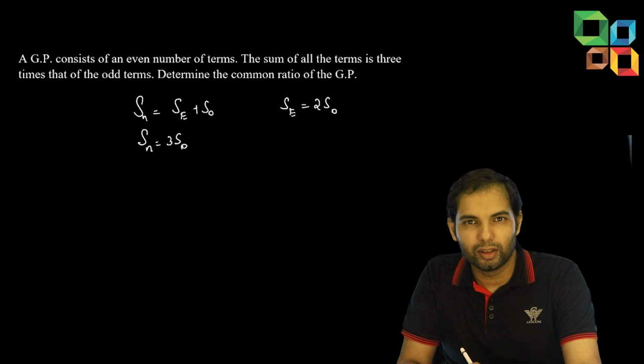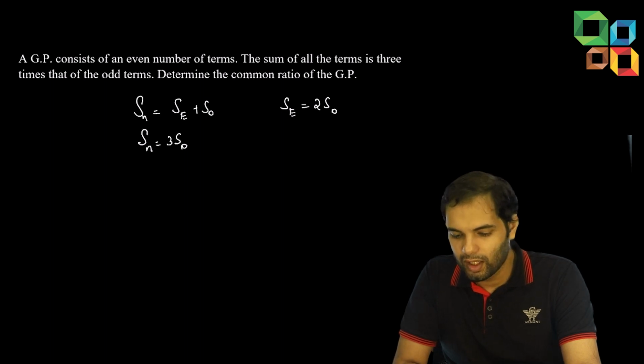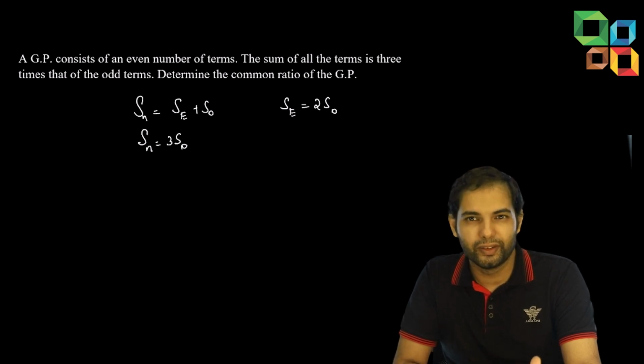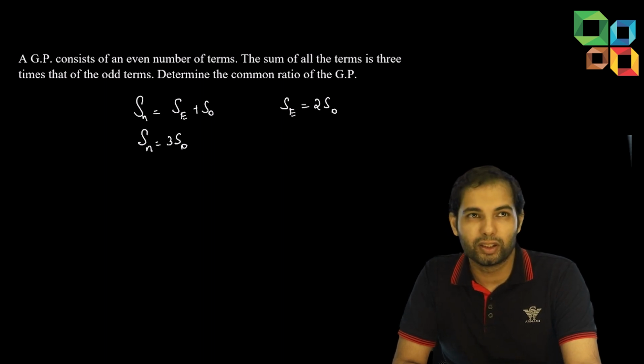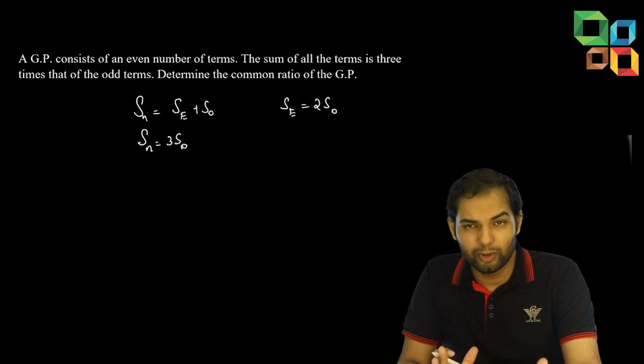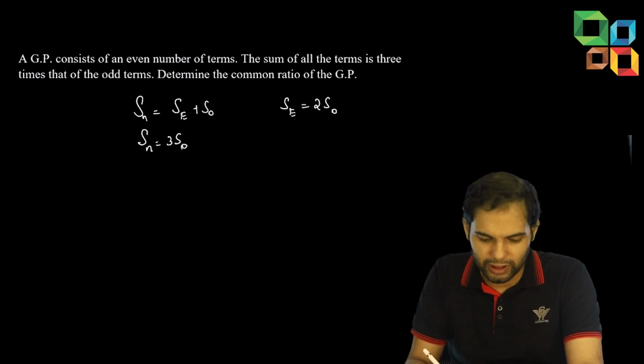I'm just trying to figure out what is given in the problem, then we'll see. Determine the common ratio of the GP. That's all that is given. Now what changes? Can we find the sum of odd terms separately? Let's take some example and just see.